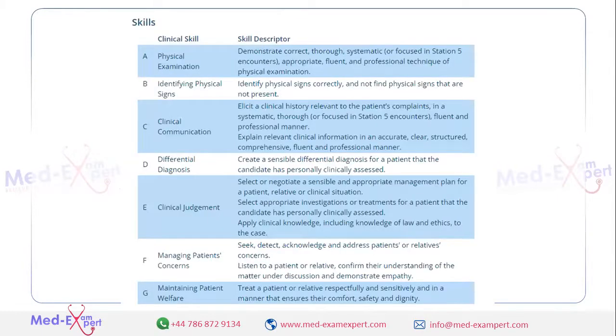So what are the skills being tested here? The skills tested are physical examination, identifying physical signs, clinical communication, differential diagnosis, clinical judgment, managing patient concerns, and maintaining patient welfare. These are the 7 skills tested in your examination.